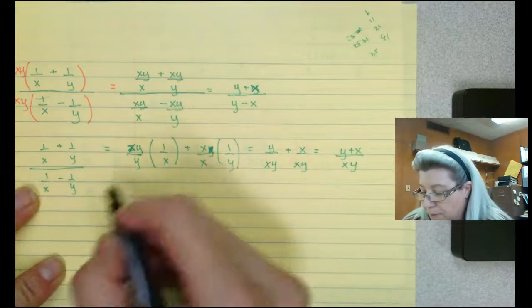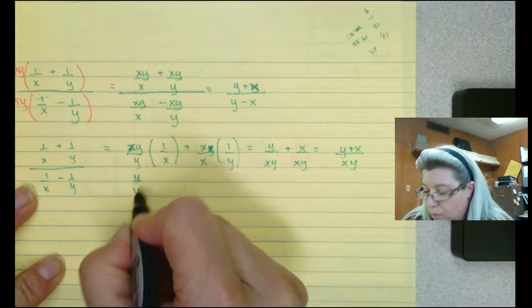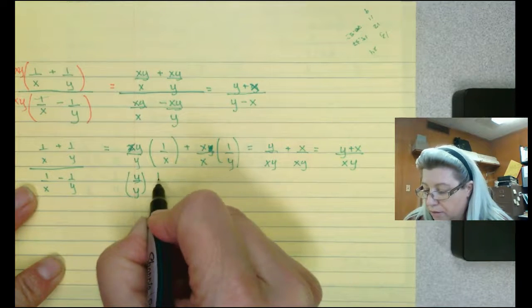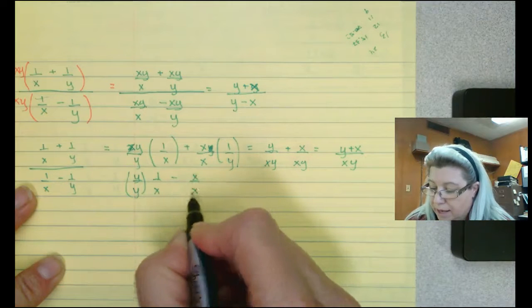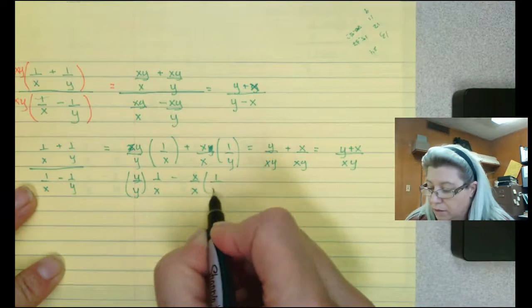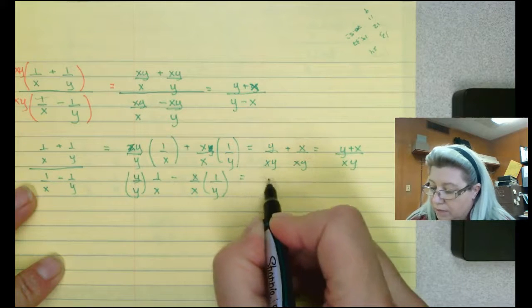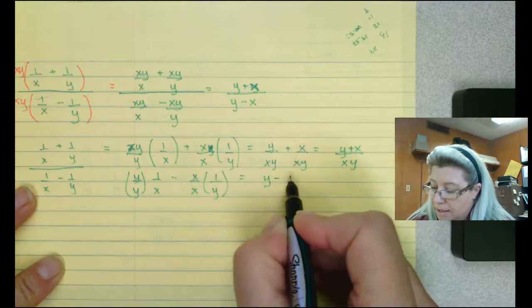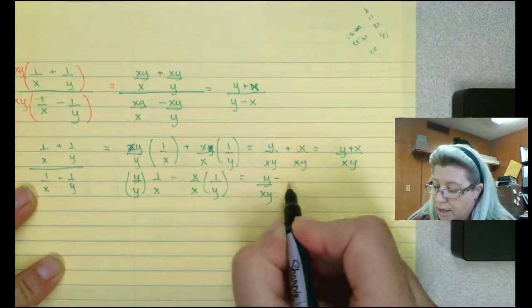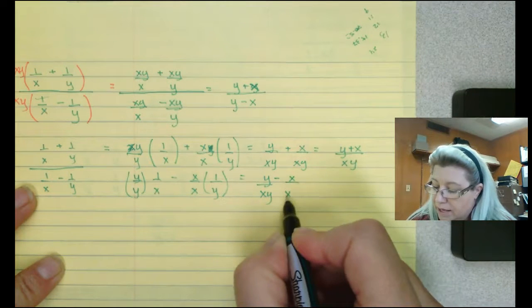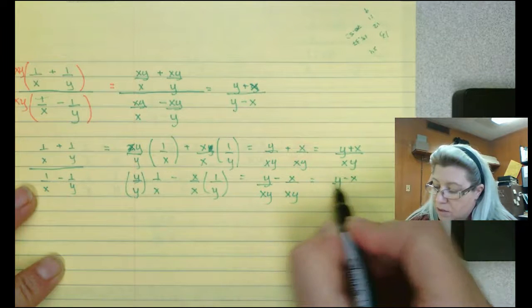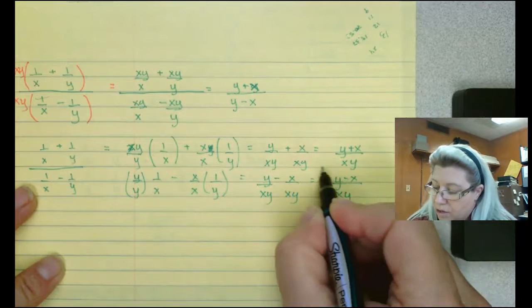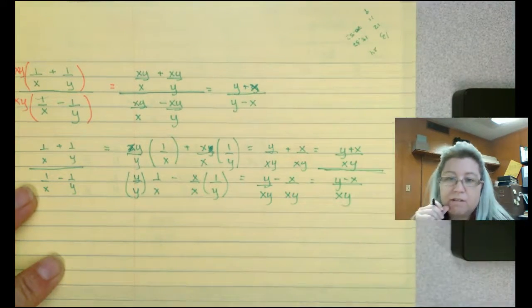Now let's do the bottom number. I need a y over y for the common denominator, minus x over x for the common denominator. That will give me y over xy minus x over xy. In other words, y minus x over xy. You've got to remember this is a whole big fraction there.